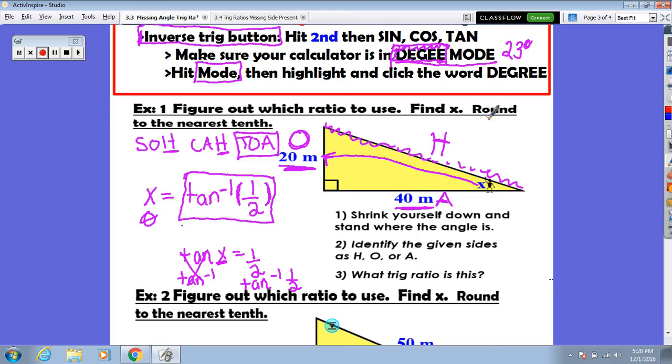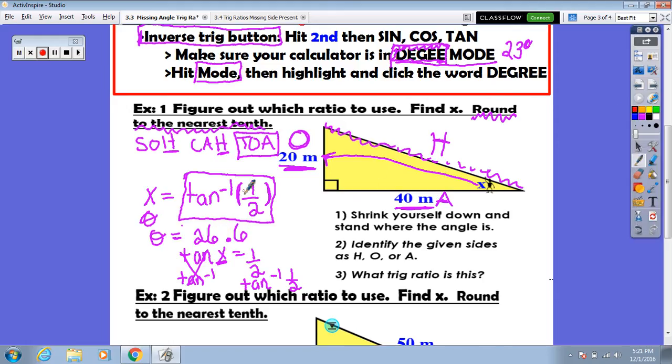And notice our directions tell us to round to the nearest tenth place. So how many places behind the decimal is the tenth place? One place behind the decimal. So that would be 26.6 if we round to one place behind the decimal. And that is it. That is my answer.